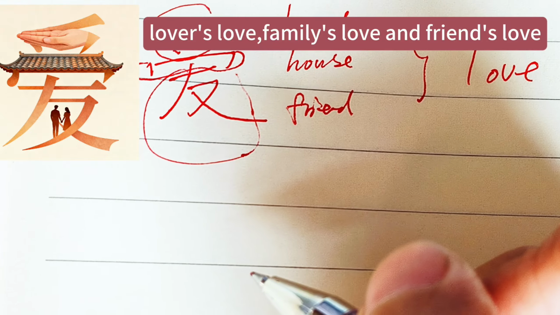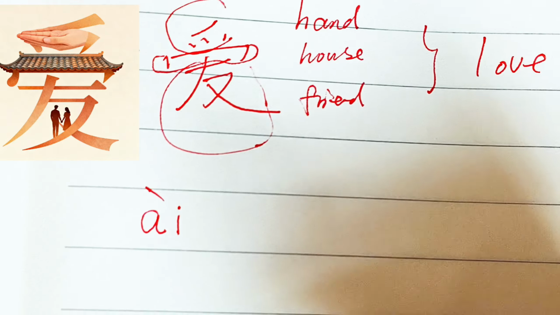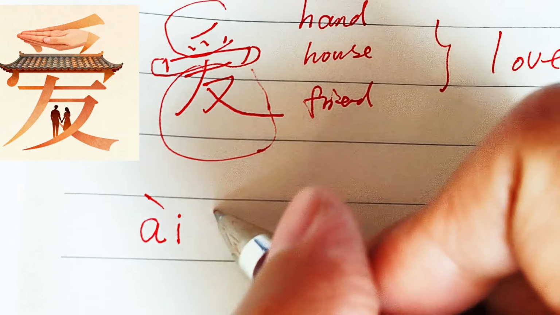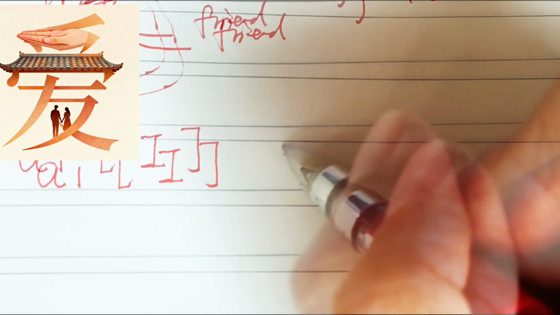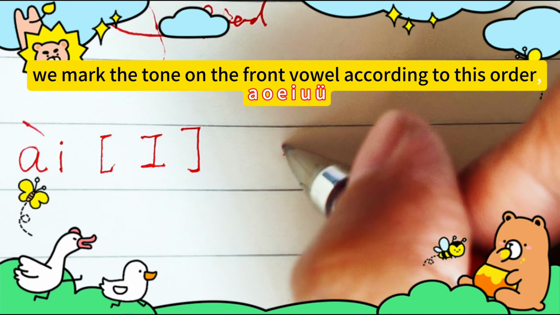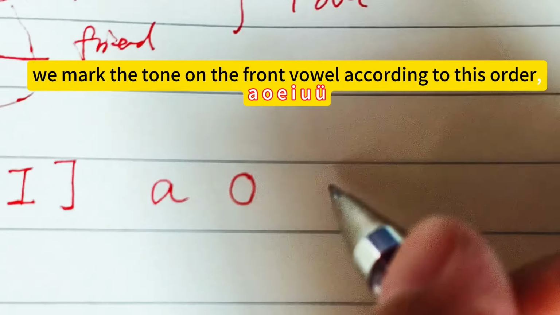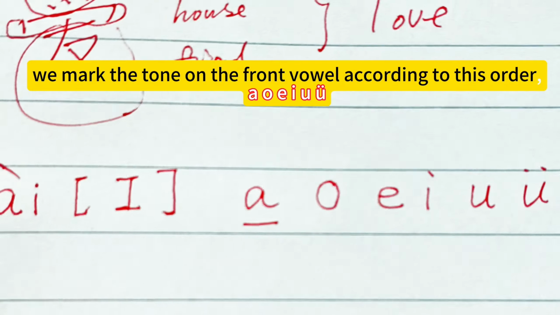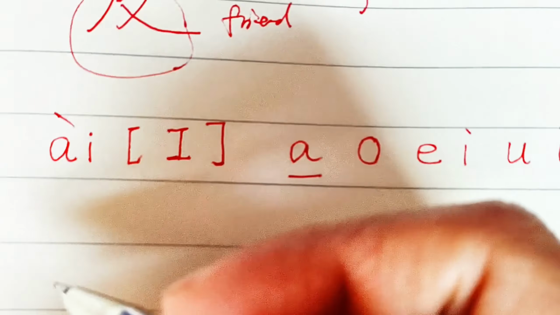So let's see the pinyin of this character. The character 爱, pinyin is the double vowel ai, similar to the alphabet I, but this is fourth tone, so go, ài. This is a double vowel, and we mark the tone on the first vowel because we go according to the order A, O, E, I, U, Ü. So which one is in front? We mark on the first vowel, a, right?